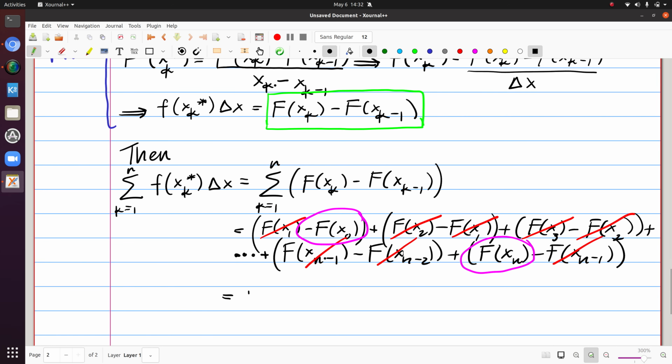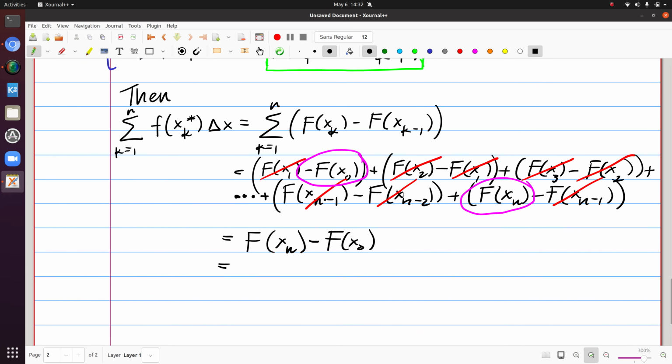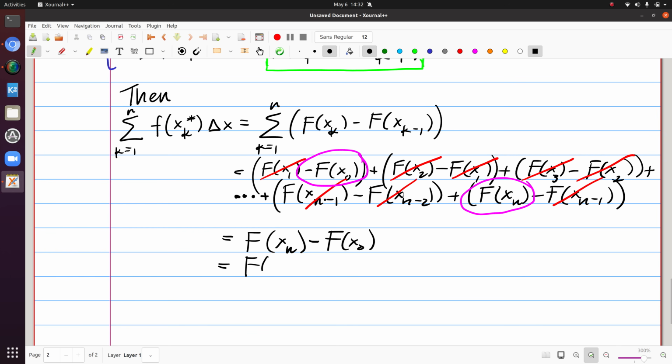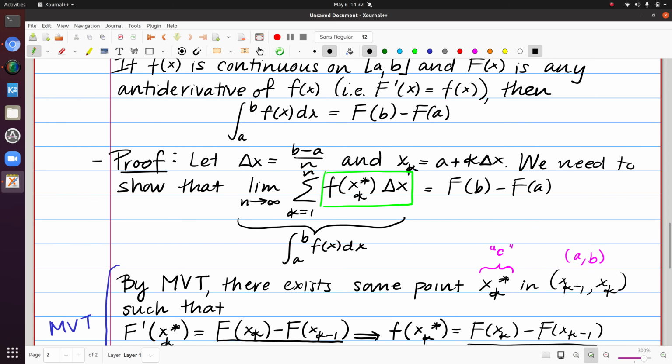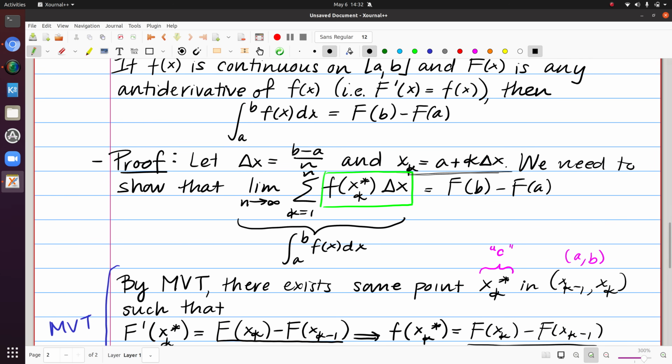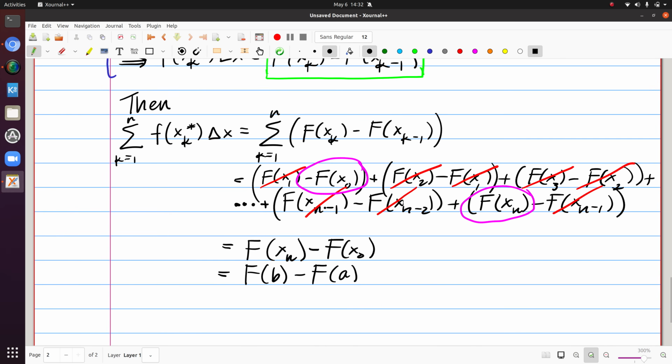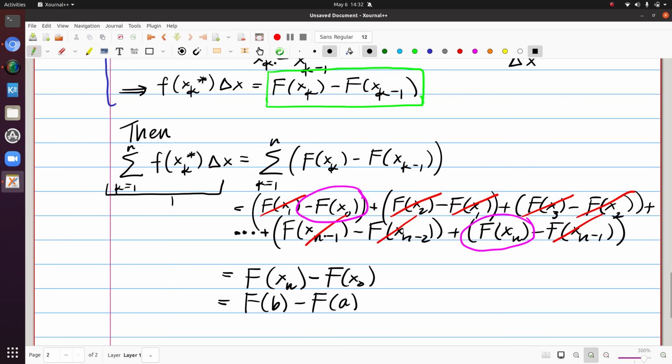But what this actually simplifies to is F of x_n, which is the positive term, and there's a minus F of x_0. But that's the same thing as just F of b minus F of a. If you think back to how we define x_k, when we talked about Riemann sums, the x_0 term was always the leftmost point of the interval, a, and x_n was always the rightmost point of the interval, b. So at this point, we've now shown that this is equivalent to this.